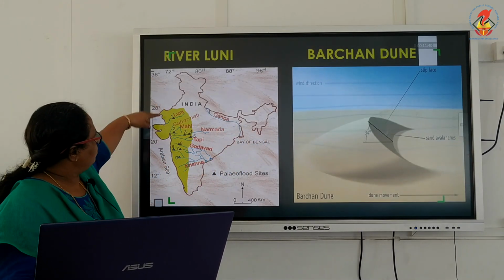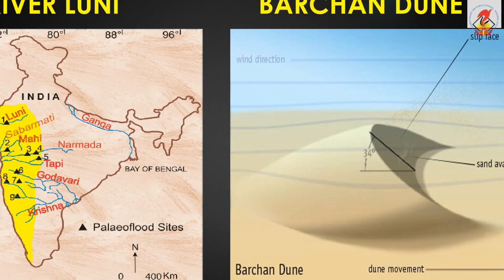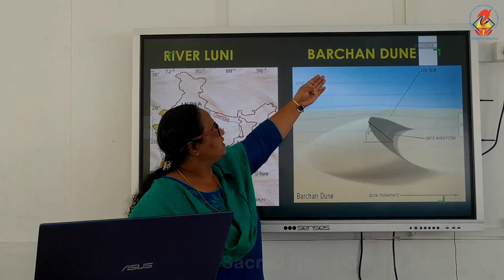See, river Luni. You can see this is the Rajasthan area or the Thar desert where we have the river Luni. Then, as I said, the most prominent feature of Rajasthan is the crescent shaped dune, which is known as barchan.